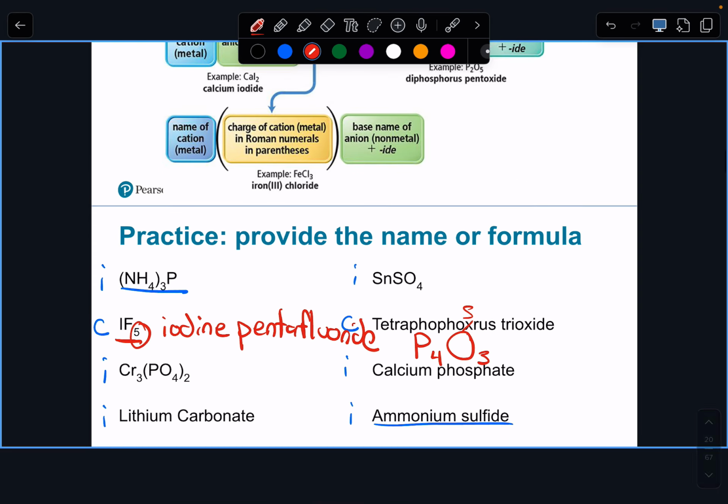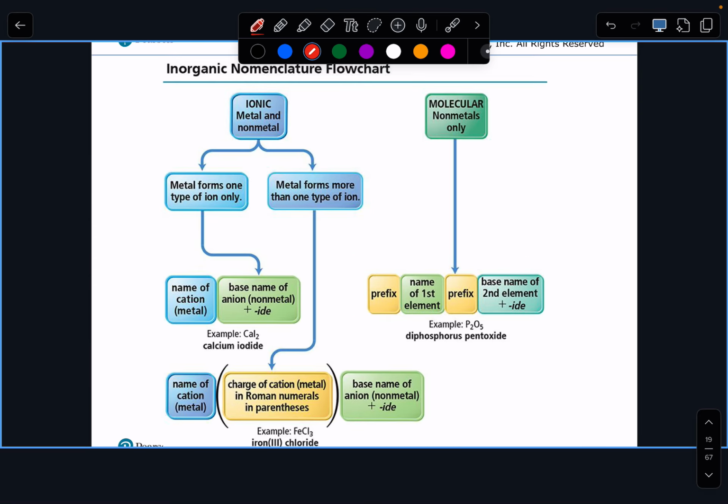All right, for ionics, so we've done covalents. This says molecular. You don't care why at this point, but it means covalent, okay? So non-metals only. So we've done those. Now we need to look at ionics. So 2 types, remember, type 1 is when they can only form one type of ion. Type 2 is when they can form multiple ions.